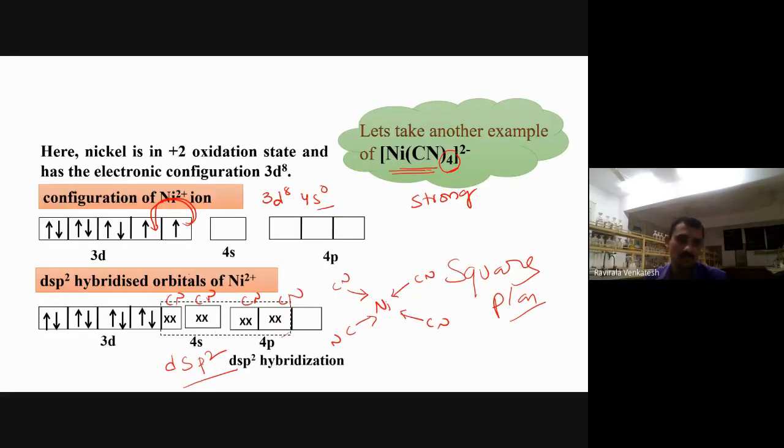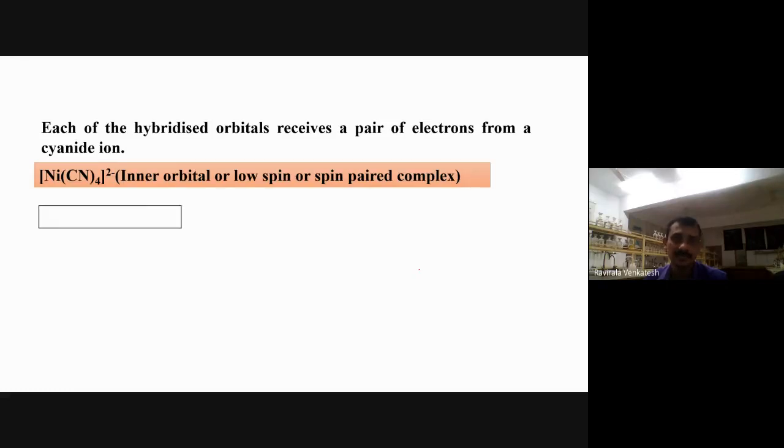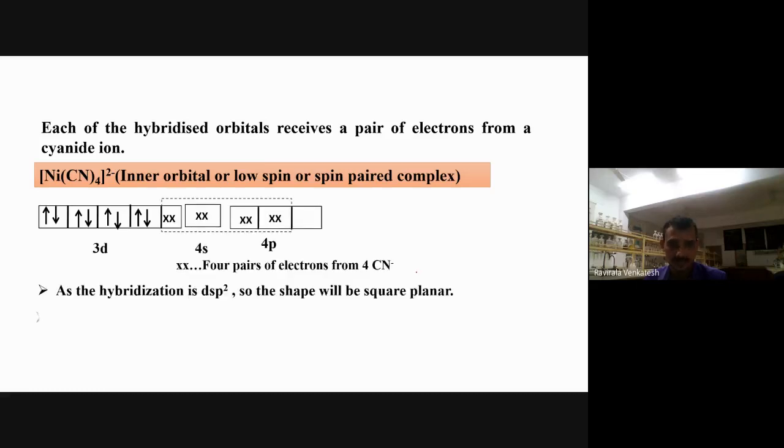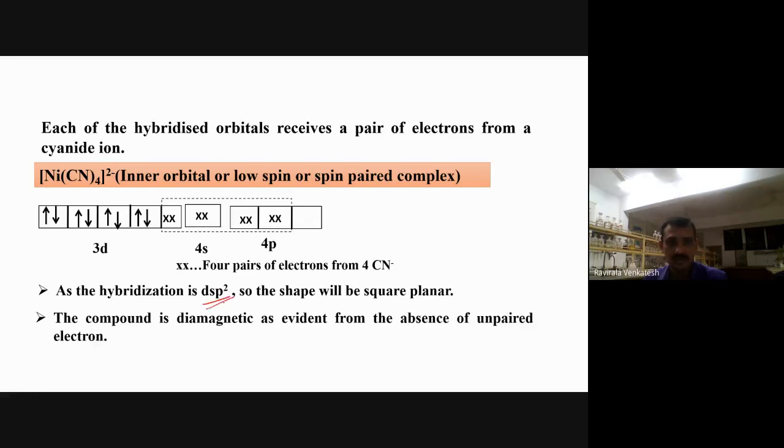Now do you have any unpaired electron here? No. So no unpaired electron, it is diamagnetic in nature, a low spin complex compound. Nickel tetracarbonyl is diamagnetic. So this is about nickel tetracarbonyl. In this way, everything we discussed: four lone pairs are given, hybridization is dsp2, the shape is square planar, and it is diamagnetic because of the absence of unpaired electrons.